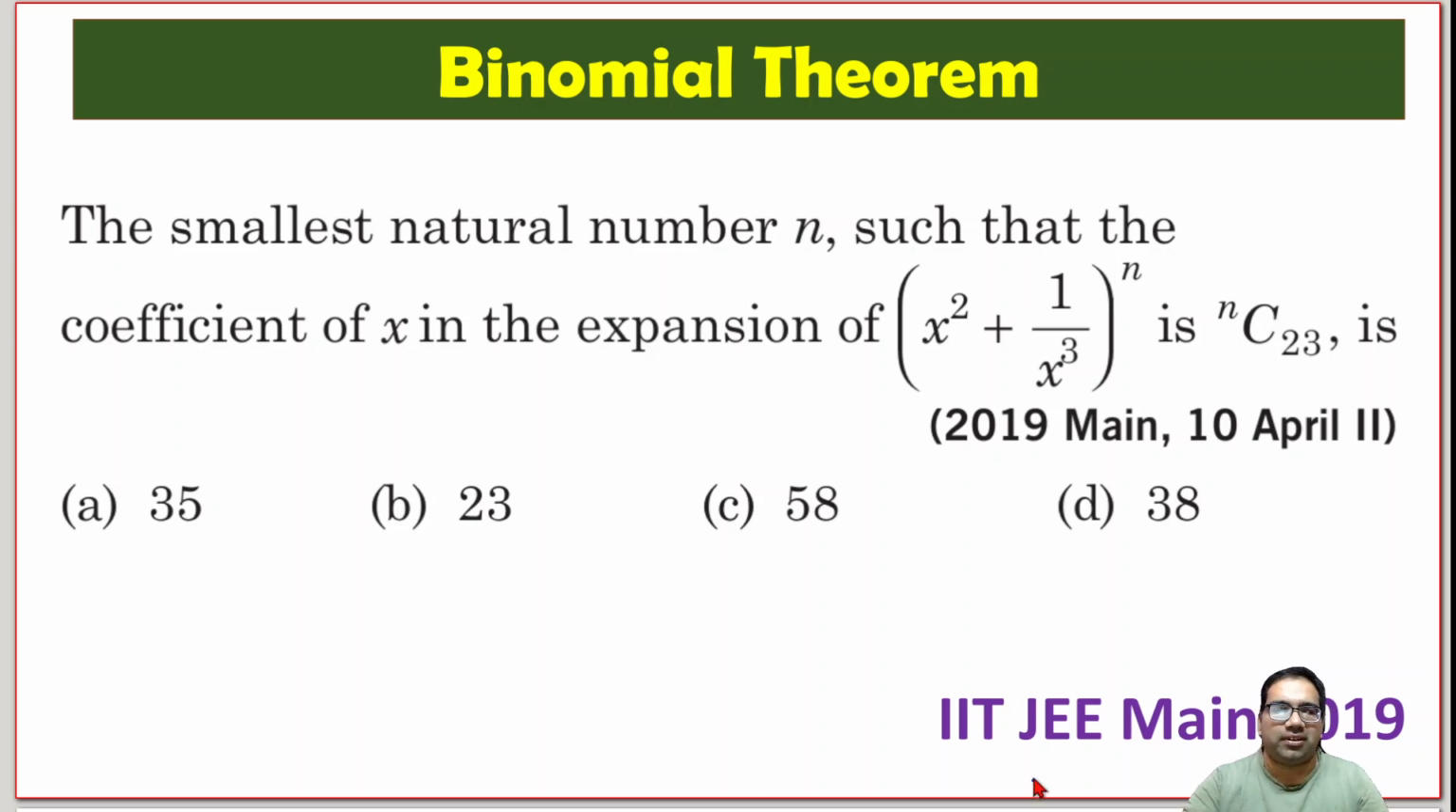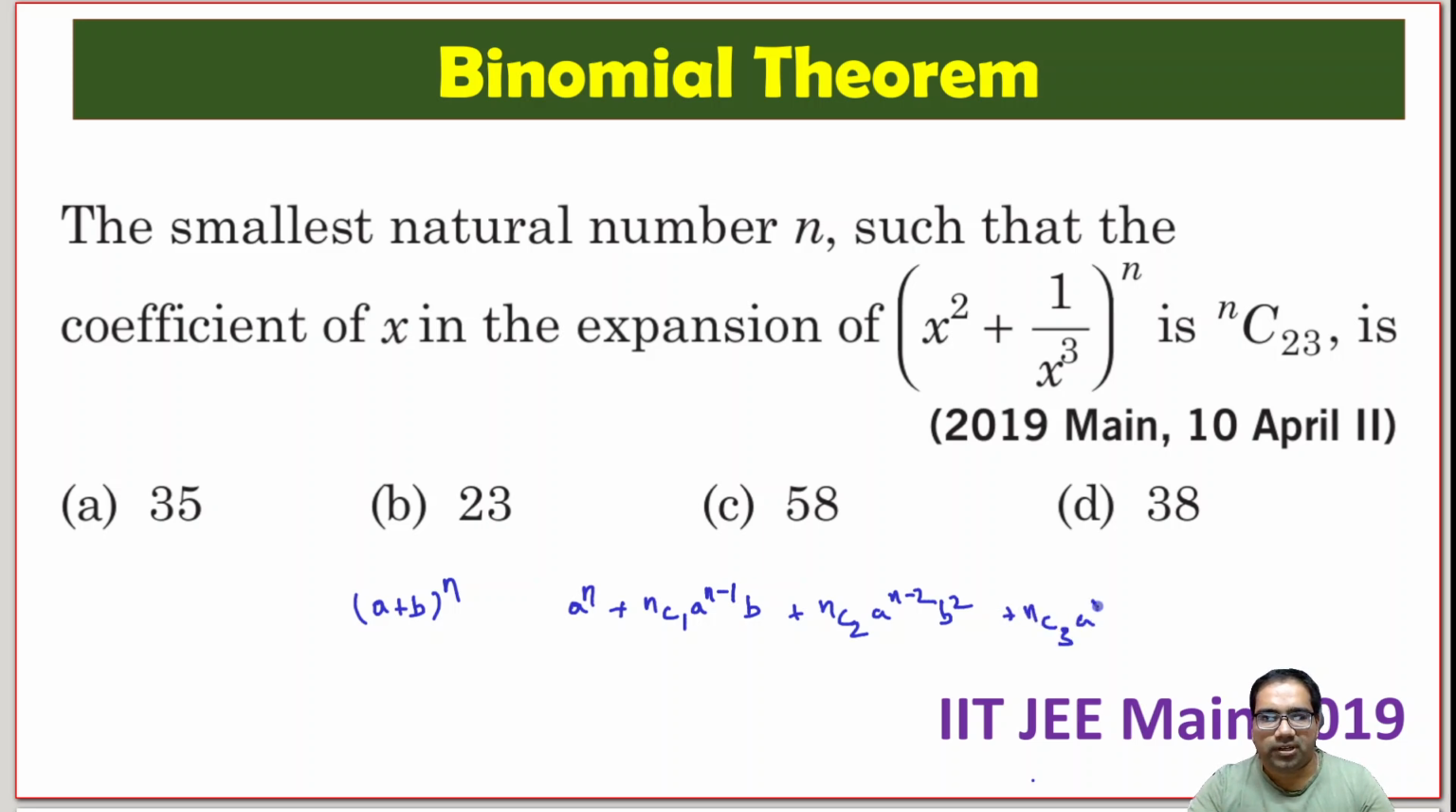Find the smallest natural number n such that the coefficient of x in the expansion of (x² + 1/x³)ⁿ is nC23. This is in the form (a + b)ⁿ. If you do this expansion, it becomes aⁿ + nC1 aⁿ⁻¹ b + nC2 aⁿ⁻² b² + nC3 aⁿ⁻³ b³ and so on.